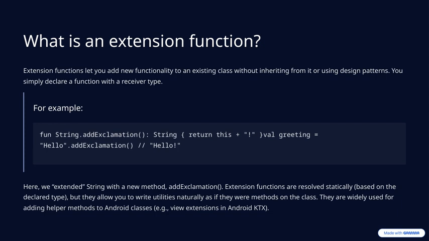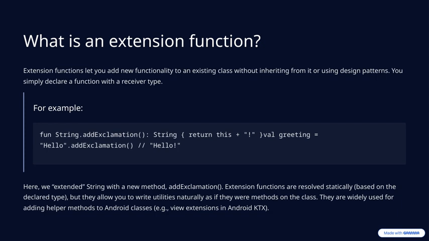You simply declare a function with a receiver type, which means you're telling Kotlin that this function is an extension of that particular class. For example, imagine you want to add a function to the String class that adds an exclamation mark. You would write it like this: fun String.addExclamation(): String { return this + "!" }.